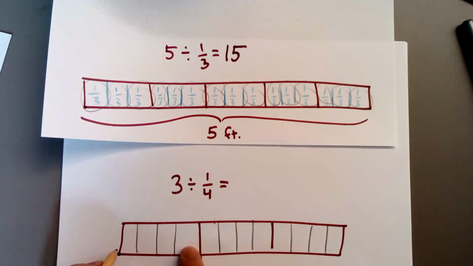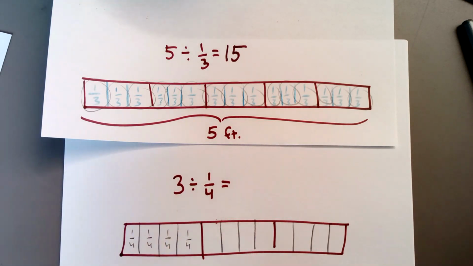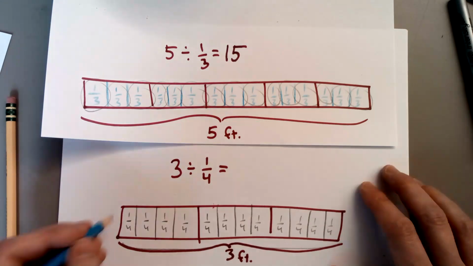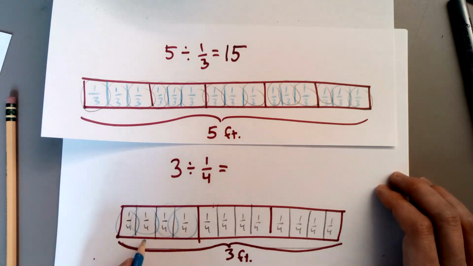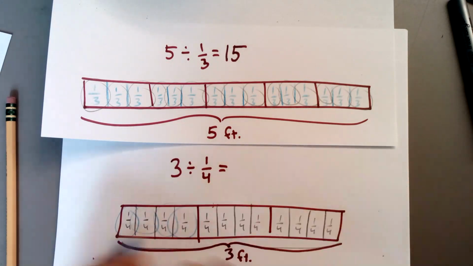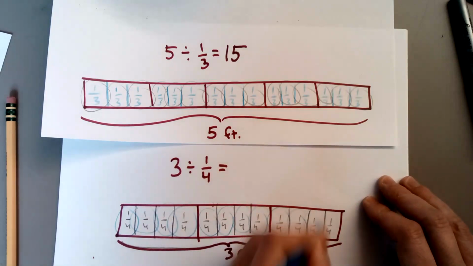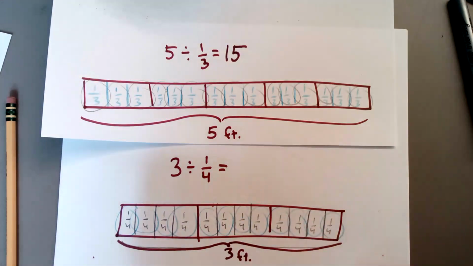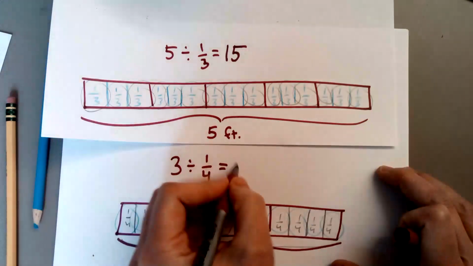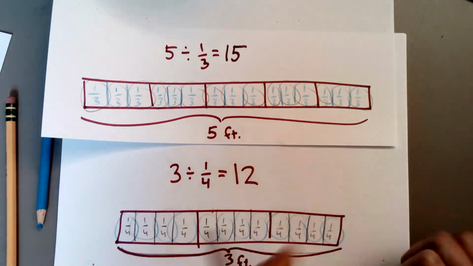So one of the wholes has 4/4, and I have 2 more wholes. Let me label these. So I have 1, 2, 3, 4/4 in one whole, but I have 3 wholes. So each of these wholes is going to have 1, 2, 3, 4/4. So that's 4, 8, 12/4. So I can make 12 sections. 3 divided by 1/4 is 12.